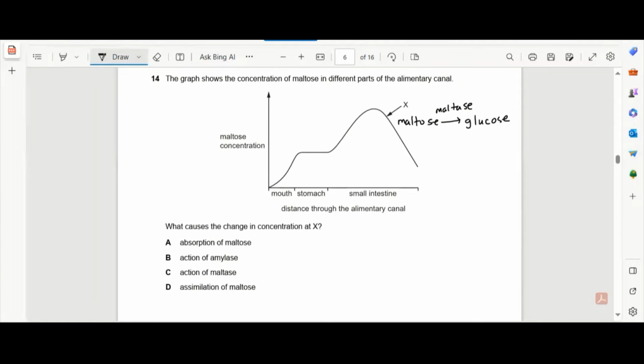Absorption of maltose, no. There will be no absorption of maltose. There will be absorption when maltose is broken down into glucose, and the glucose will be absorbed. Action of amylase, no. There is maltose present in the small intestine, so amylase won't work. Amylase works on starch, so no. Action of maltase, yes. C is the only correct answer. Assimilation of maltose, no.